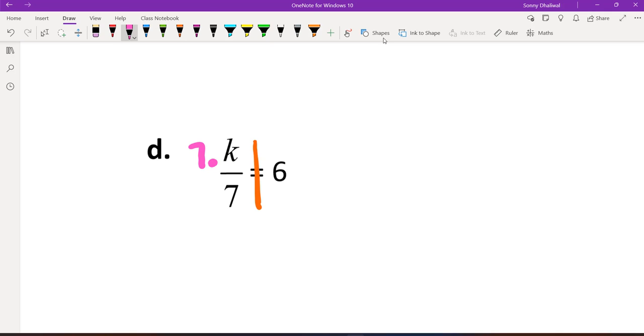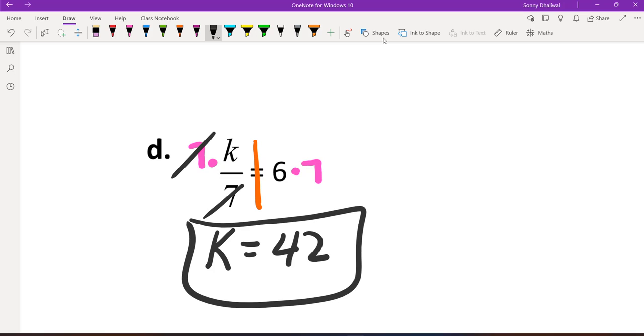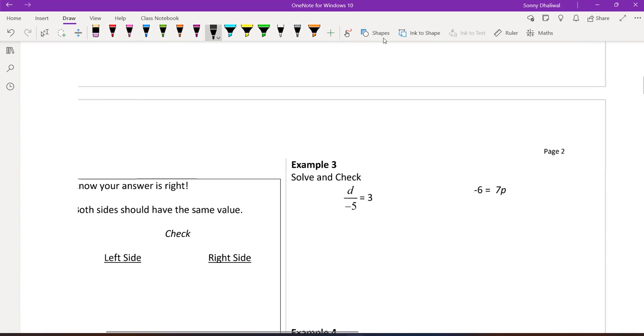You can put a little multiplying sign if you want. And whatever we do to one side, we do to the other to keep it balanced. The 7's disappear. 42. There we go. Okay. Equals 42. All right.